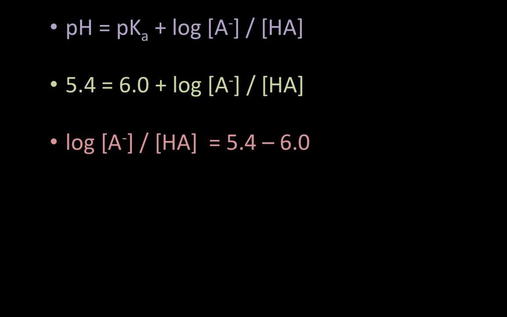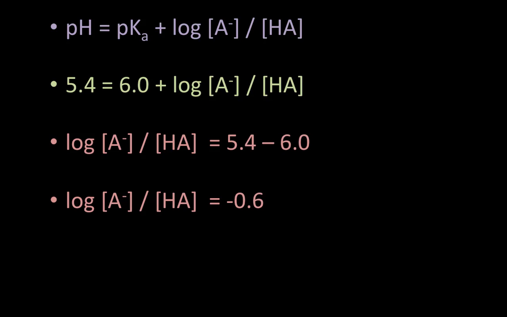The next step is to make log A minus over HA the subject of the formula. So all we have to do is take the 6.0 and carry it over the equal sign. So when it goes over the equal sign, it becomes minus 6.0. And that's simple arithmetic there. That's minus 0.6. That will equal the log of A minus over HA.